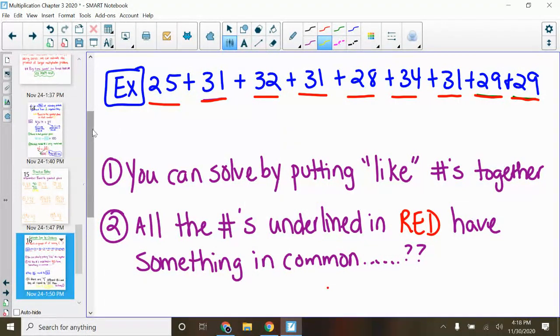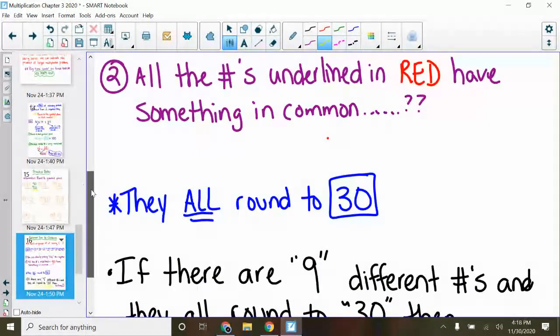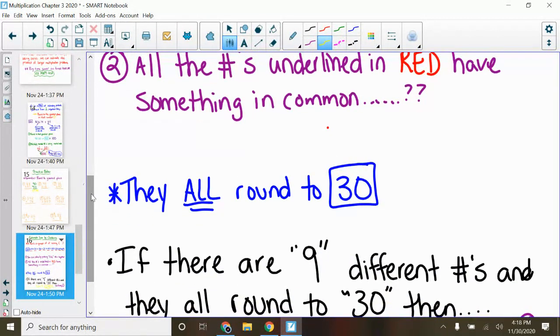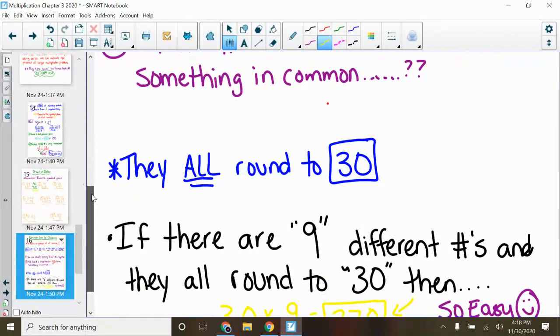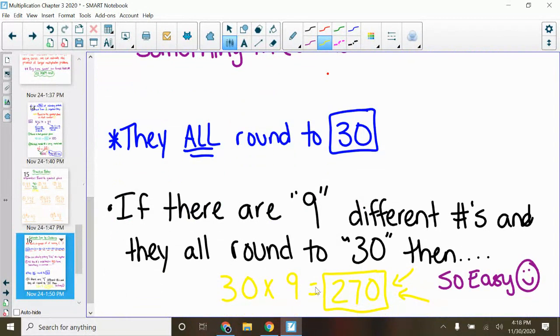So when you see problems like this on your work today, try to see what they have in common first. See if they all round to a certain number, like my example did. Because if so, look how easy this is. Now that we know they all round to 30, we say, okay, well, how many numbers were there? Well, there were 9 different numbers in that problem. Let's go back up and count them. 1, 2, 3, 4, 5, 6, 7, 8, 9. So if there were 9 different numbers in this problem, then all we have to do is multiply 30 times 9, and we get 270.